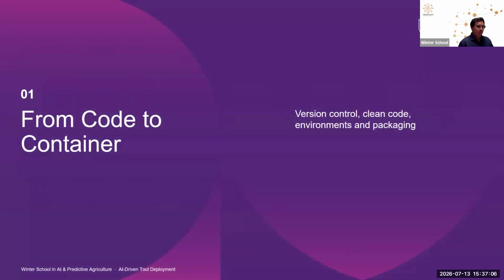All right, so just to break down that first step from code to container, the three things I'm gonna talk to you about are version control, clean code environments, and a bit of development or code packaging.